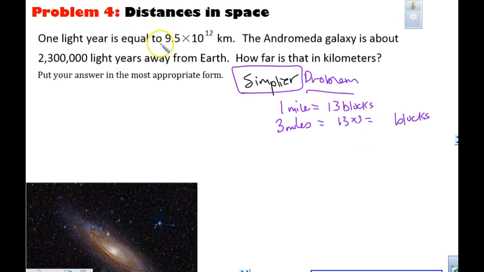This one is saying 1 light year is this. And the galaxy is this many light years. That's like saying 3 miles. It's saying like 1 mile equals this. This is this many light years away. So what are we doing with our problem? This is a multiplication. So if you can think of it as a simpler problem, we are going to take 9.5 times 10 to the 12.